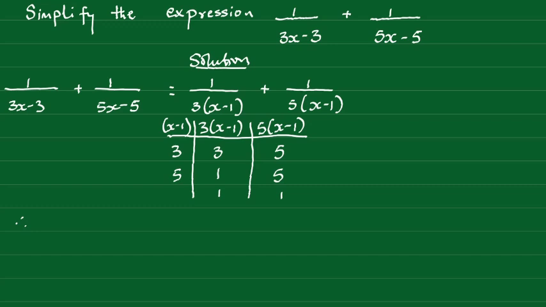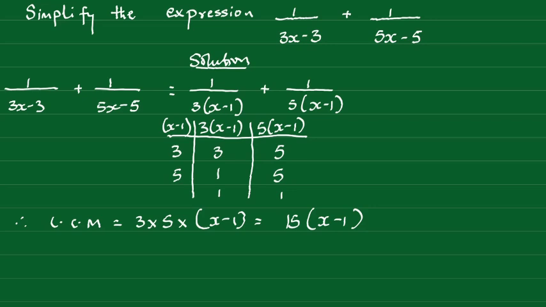Therefore, our LCM is equal to 3 times 5 times bracket open, x minus 1 bracket close. And this gives us 15 bracket open, x minus 1 bracket close.